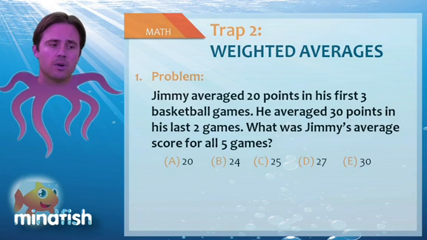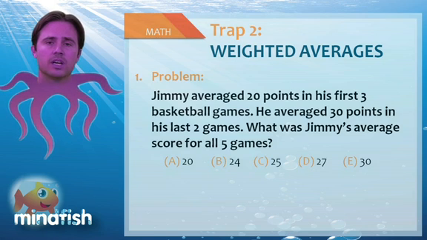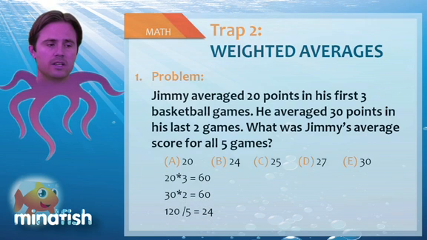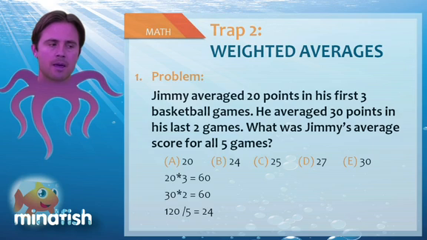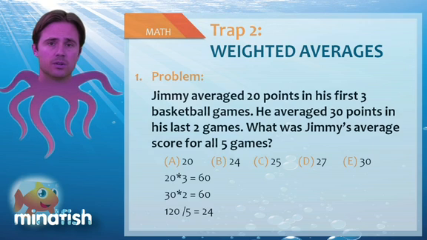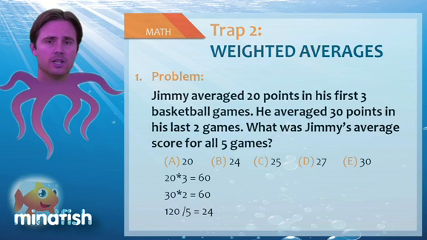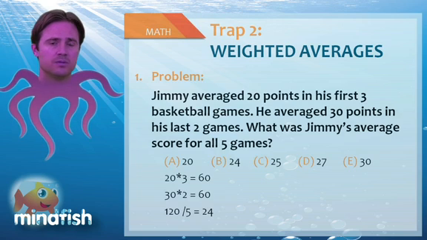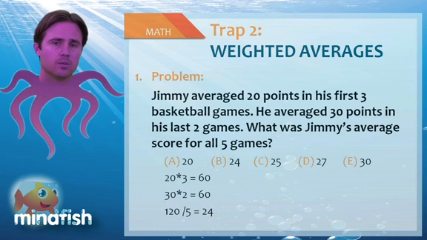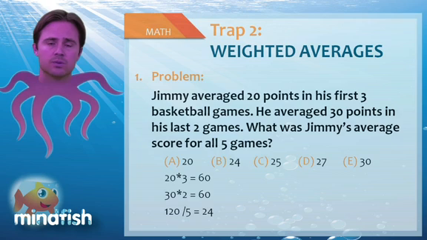Now to do this question correctly, we just have to work in totals. So 20 times 3 is a total of 60 points for his first 3 games. 30 times 2 is a total of 60 for his next 2 games. Now we can make the final calculation. His total points scored was 120, the total games played was 5, and we have 1 division to make. 120 over 5 gives us that average score of 24.